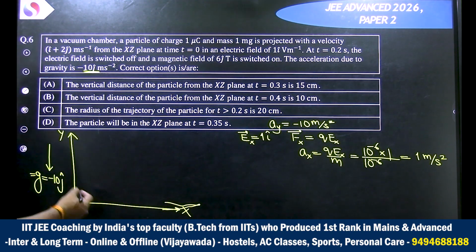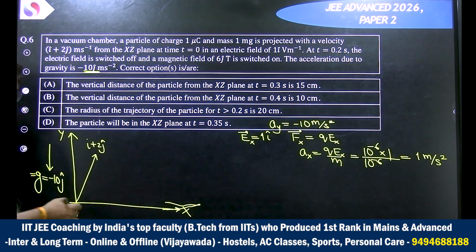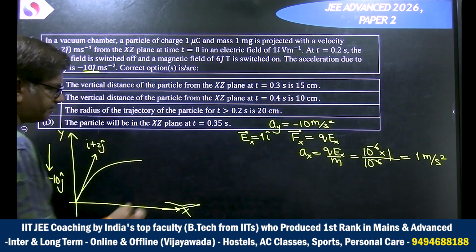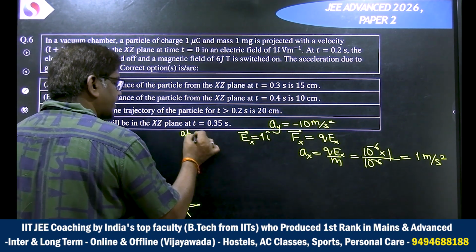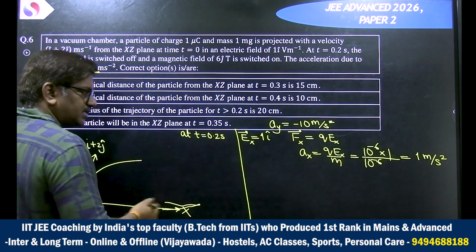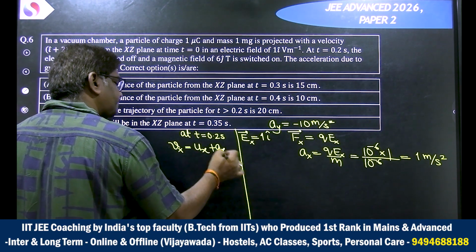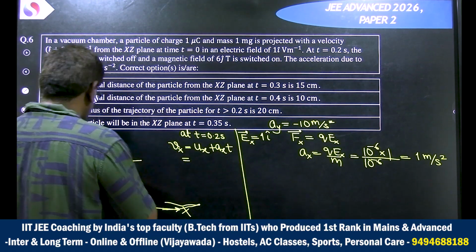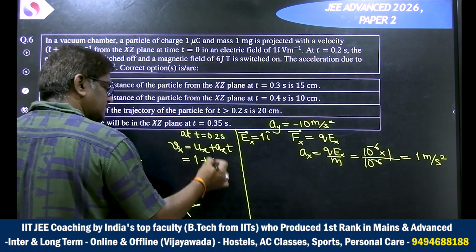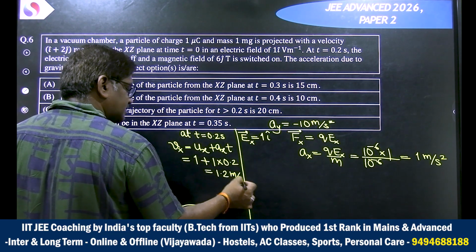Now this particle is projected with a velocity of i plus 2 j cap. This is the initial velocity under these accelerations. So let us see where it will be at t equals 0.2 seconds. Let me find out the velocity as well as the coordinate. What is Vx? Vx is ux plus ax t. ux is 1, ax is 1 and t is 0.2. That means it is 1.2 meter per second. That is the x component of velocity.